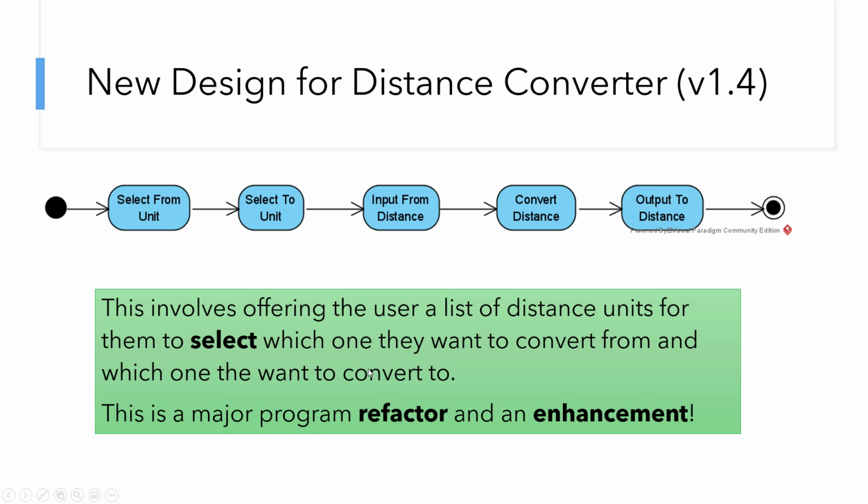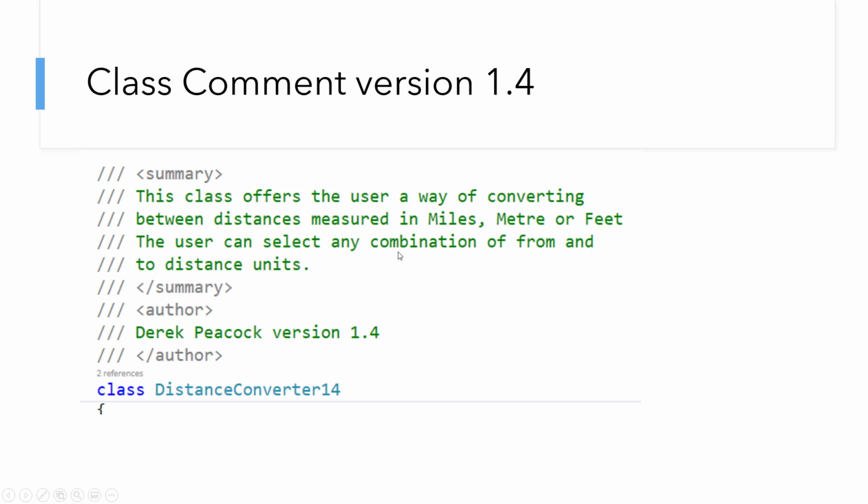So our new design needs to be able to cope with as many different distance units as possible. So the first task for the user is to select which unit they want to convert from, which unit they want to convert to, then put the from distance in, then the program will do the calculation and we can output the to distance. So as well as refactoring, we are going to enhance the program from 3 features to 6 features. So the comment needs to be adjusted accordingly.